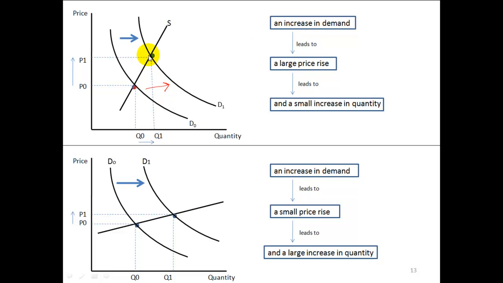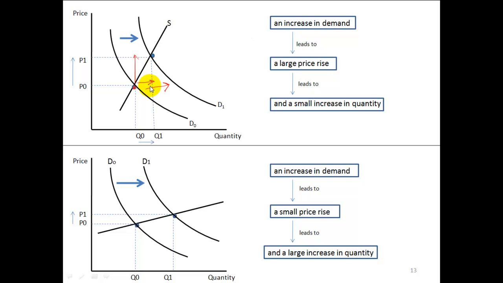Demand is higher, so we can imagine a higher price and a higher quantity. So that's your point over here. Notice that since this is a somewhat inelastic supply curve, we have a substantial increase in price. So the price went from P0 to P1, but the increase in quantity is relatively small.